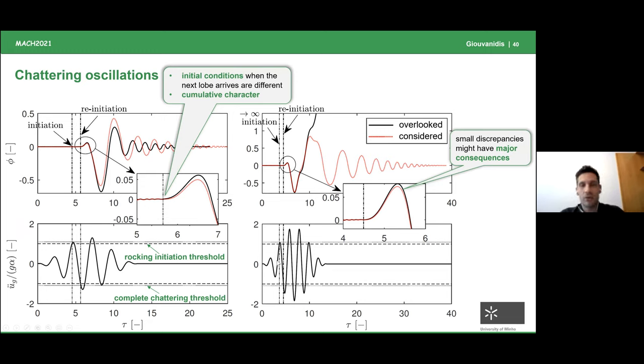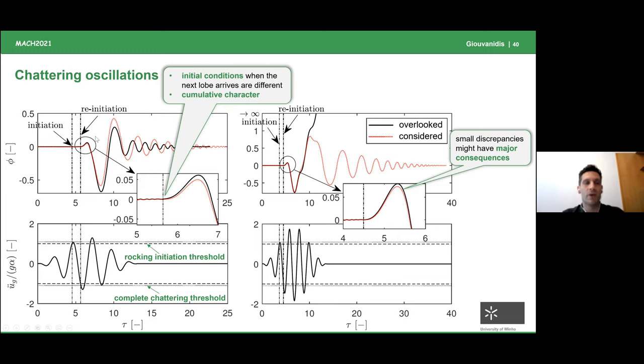The structure is subjected to two pulses, after Mavroeidis and Papageorgiou. You will realize that in both pulses there are time segments where the ground acceleration exceeds the rocking initiation threshold and is below the complete chattering threshold. So, to remind you, from that time frame, which is called initiation, to that time instant, which is called reinitiation, because it is the next time instant where the ground acceleration exceeds the threshold again, we expect the block to cease its rocking oscillations.